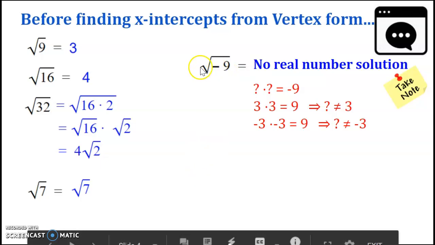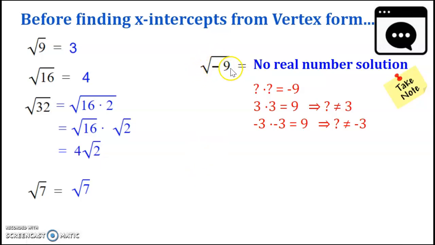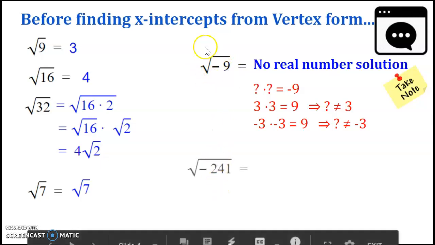So that means that you cannot have a square root of any negative number. It doesn't matter whether it's negative 9 or some big number or some more complicated number. Whenever you have a negative, if you ever see a square root of negative 241, then you're going to say there is no real number solution. Okay, it does not exist is what you're saying.